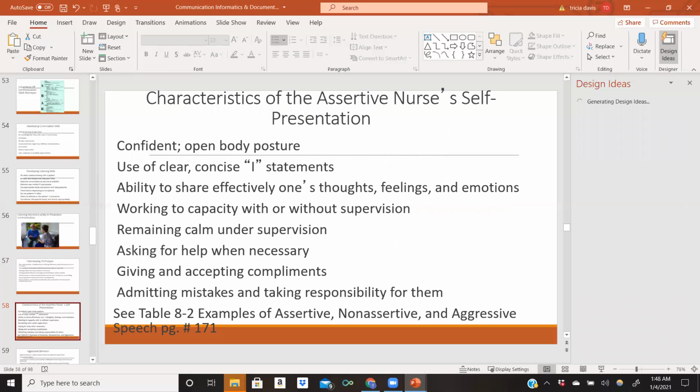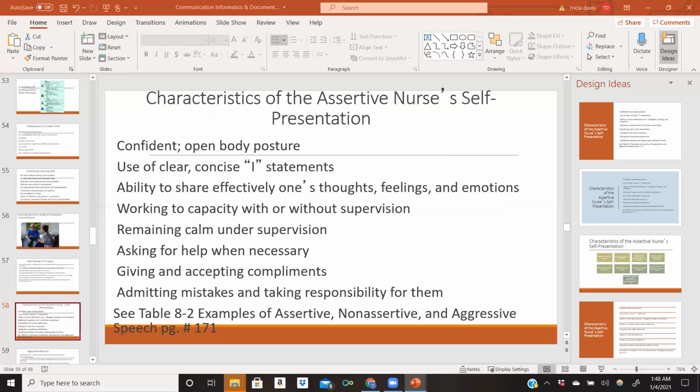All right, so characteristics of the assertive nurse's self-presentation. So when you interact with patients, their family members, other nurses on the floor, doctors, healthcare team members, you have to communicate in a way that demonstrates respect for everyone that you're dealing with. Assertive behavior is the ability for you to be able to stand up for yourself and use open, honest, and direct communication. The focus is always on the issue and not the person.